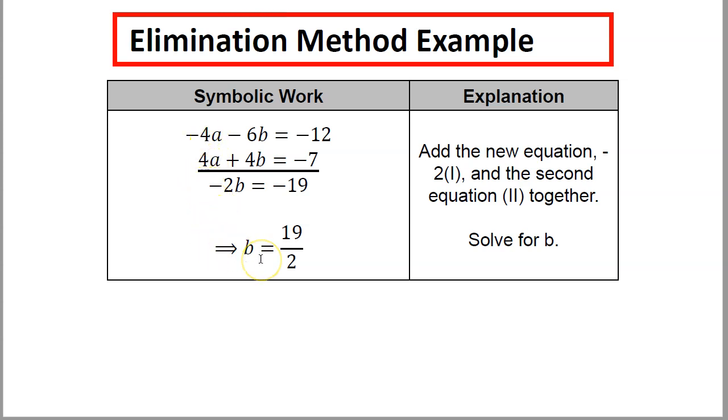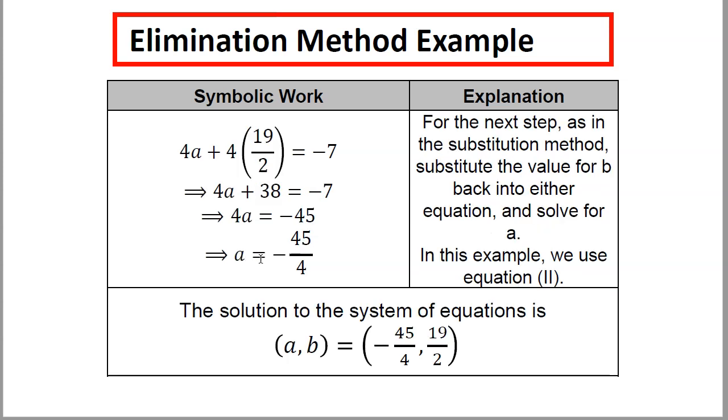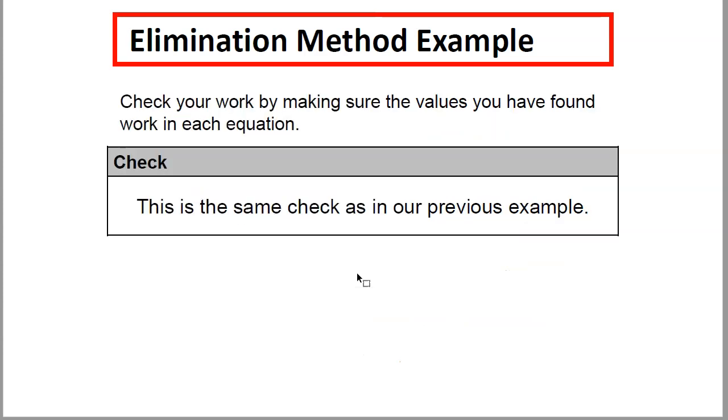So again, we get B equals 19/2. And again, we substitute in and we get A equals -45/4, which is good. It's the same system. It should have the same values. We've already checked that in our previous example.